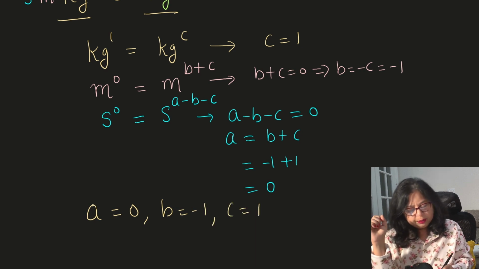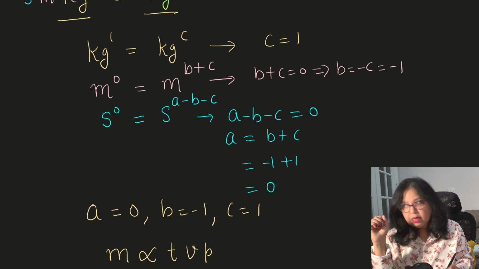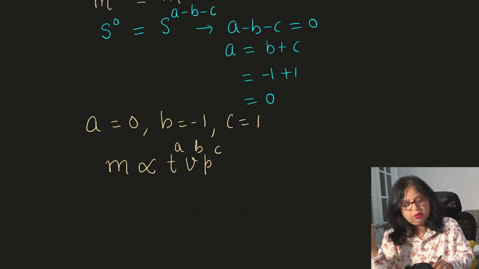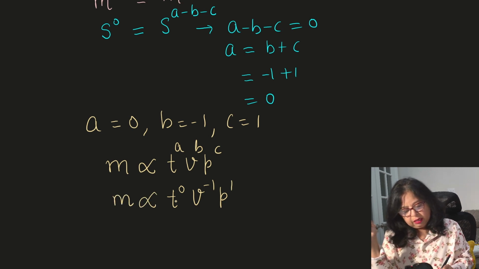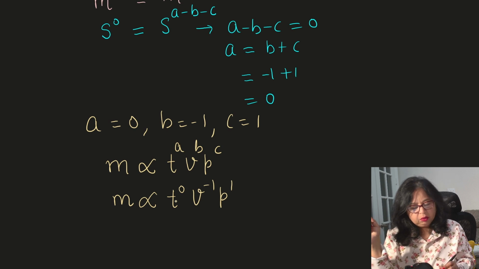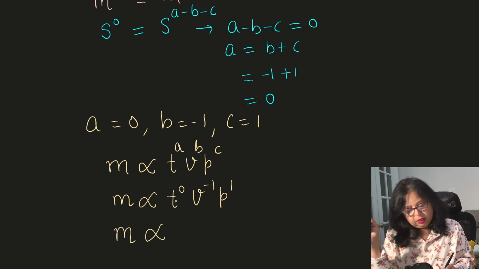What was our equation? We were given that mass is proportional to time, velocity, and momentum, and the powers given were a, b, and c. So now t to the power a becomes t to the power 0. v to the power b is v to the power negative 1 and p to the power plus 1 for c. And here on the left hand side I have mass. So that would give me m is proportional to p over v.